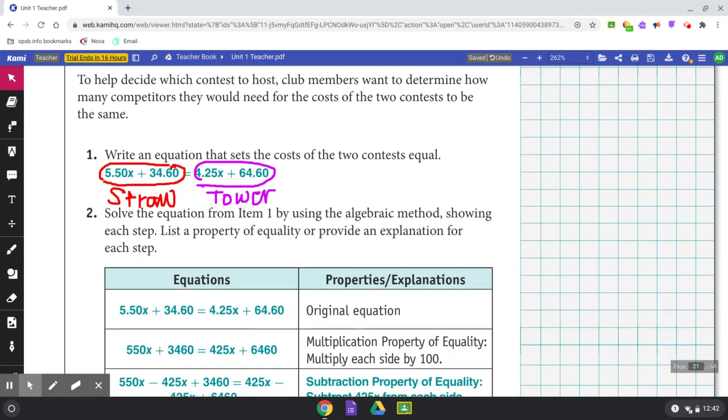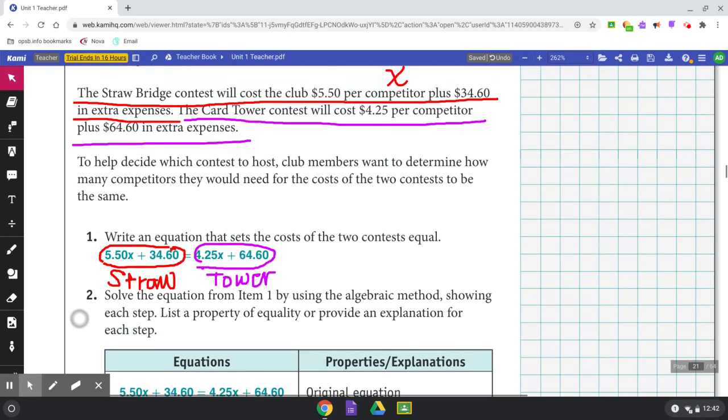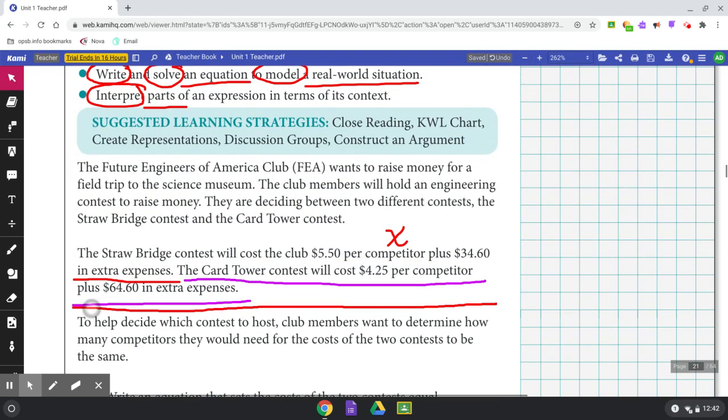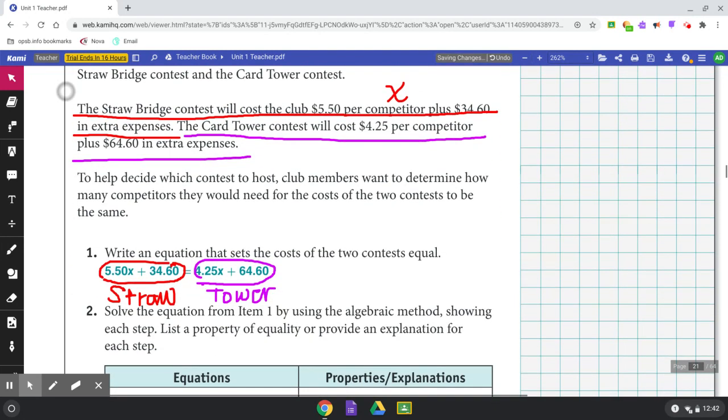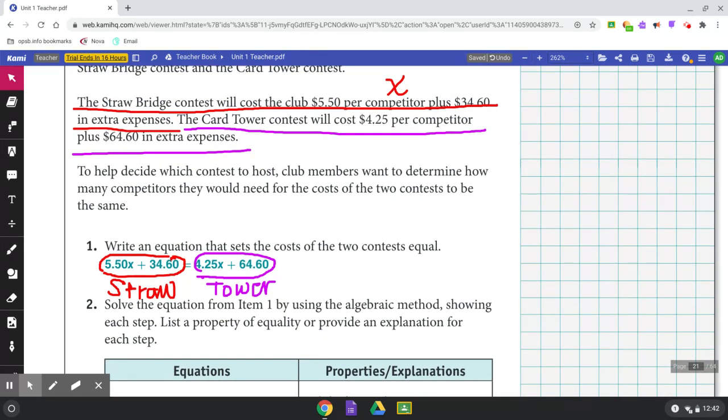Solve the equation that you just wrote in item 1 by using the algebraic method, showing each step, list a property of equality, or provide an explanation. Now I have room over here to the side of my paper. Whoops, I did not mean to move that. So I'm going to rewrite it over here for you. I'm going to write in red. Let me show you how I solve it.